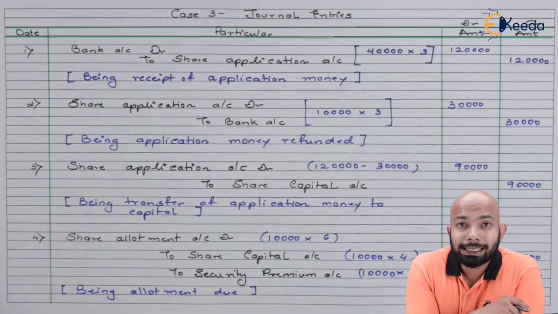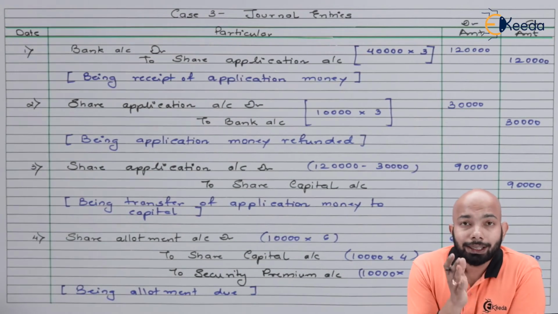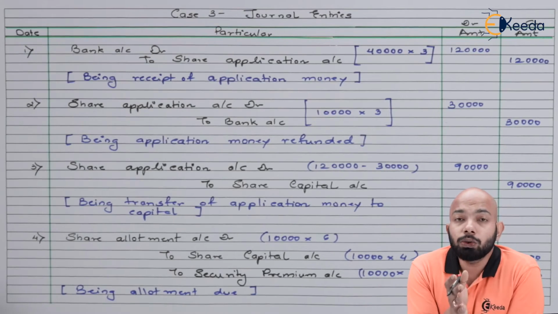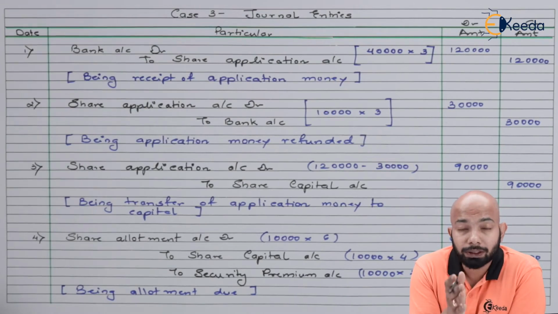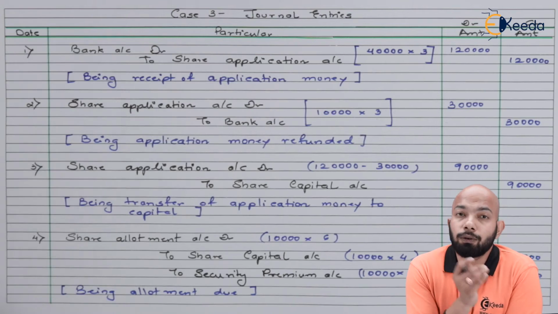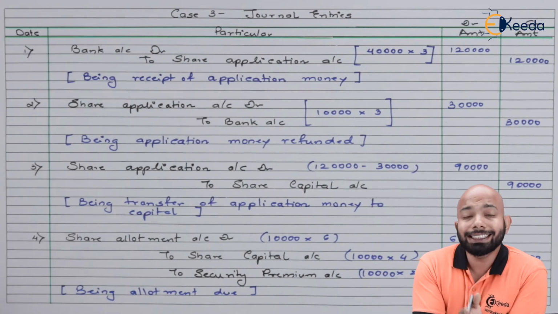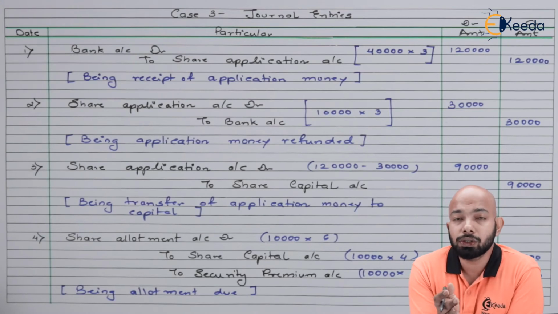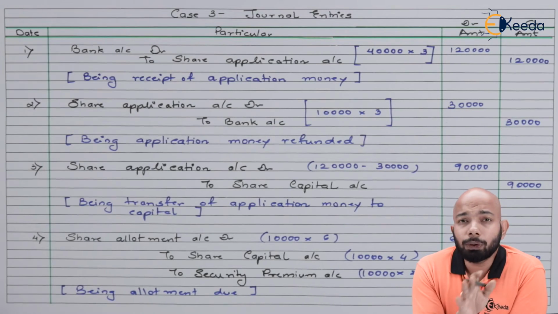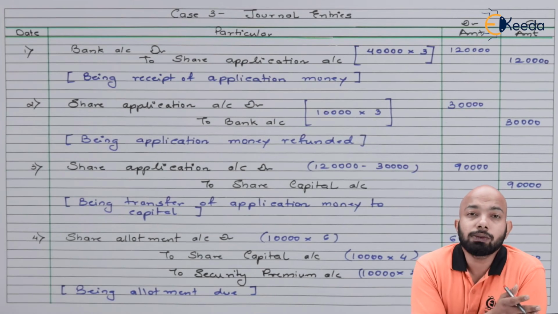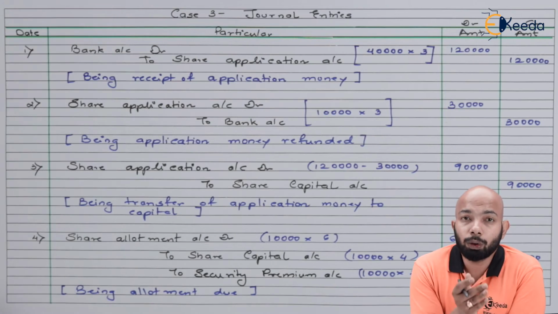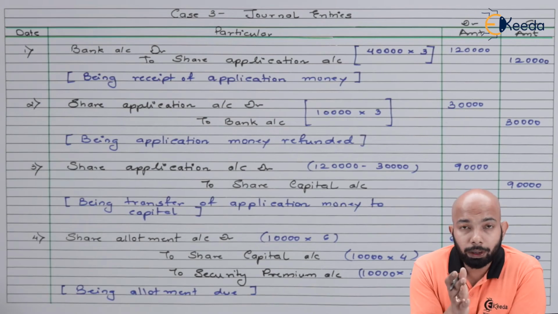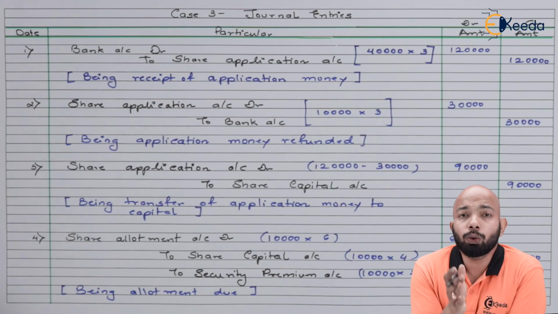Now, when it comes to case 3 journal entries, we have figured out that in case 3, the issue was for 10,000 shares. However, the subscription received was for 40,000, out of which 10,000 was refunded and 30,000 shares were allotted 10,000 shares here. So that was the pro rata allotment done. Now, each share was issued at rupees 12. That means there is a premium here for which it has been issued.